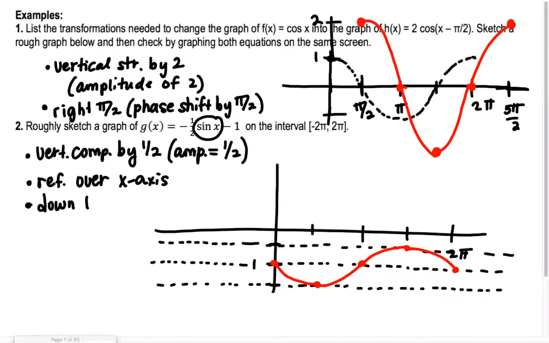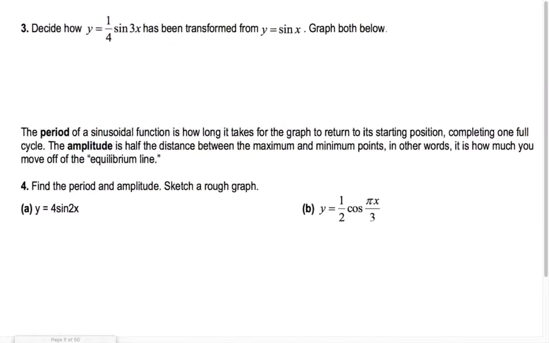And it continues. So if you wanted to continue on the left and the right side, you could. A lot of textbooks will say include 2 full periods. So if you're going to include 2 full periods, then you'd be like, okay, up, down, down, up. That would be 2 full periods. Okay. Next one.